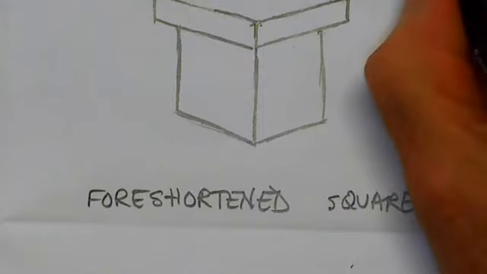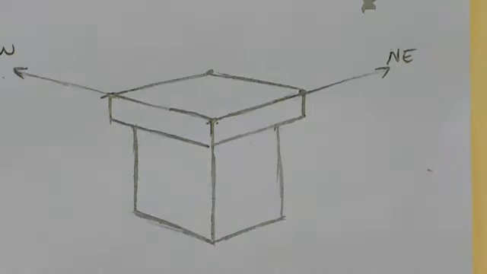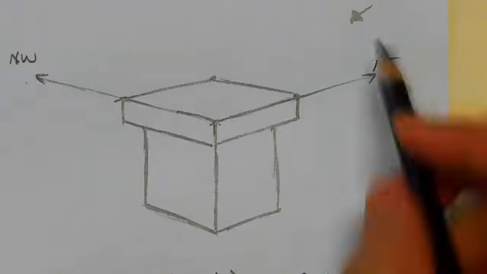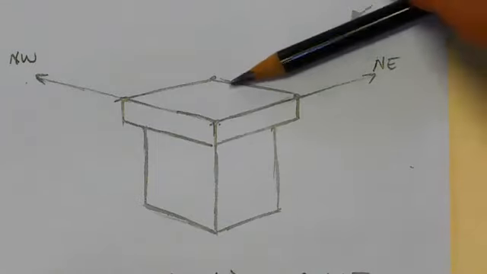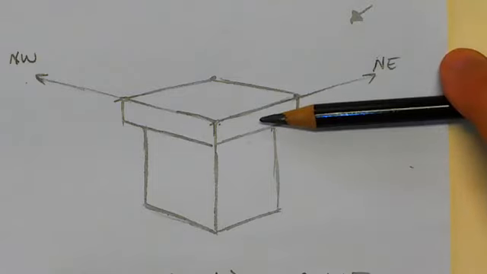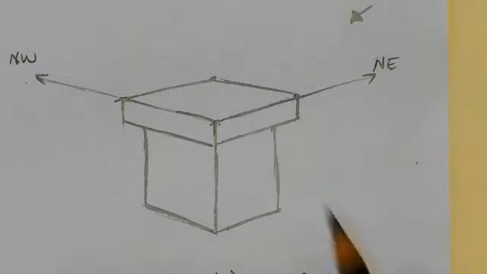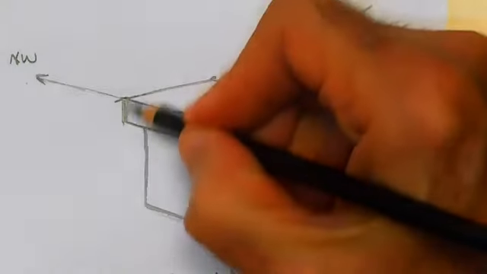Now I also want to put a light source. And when I do light sources, I just do a little arrow coming down like this. So my light is coming this way. My light is going to hit the top of the table. It's going to hit this side of the table. It's going to hit this side of the table. But on the back side of the table over here, it's going to be in shadow.